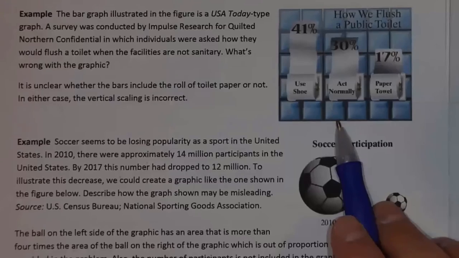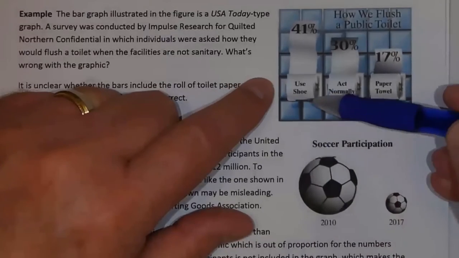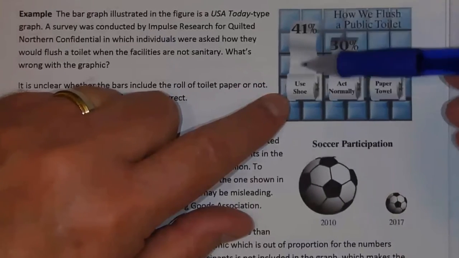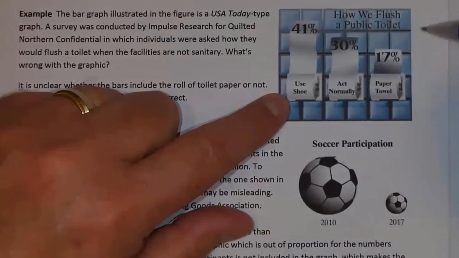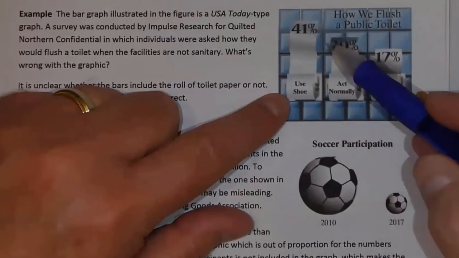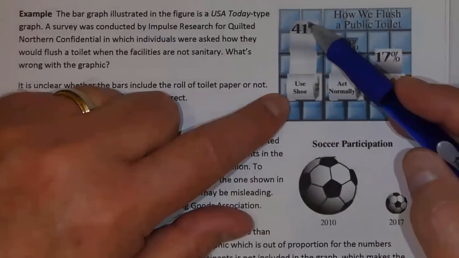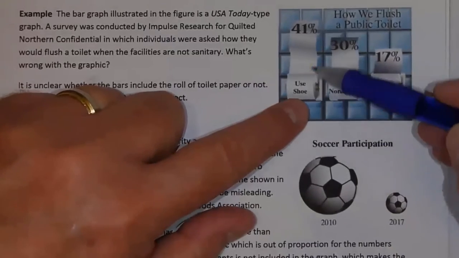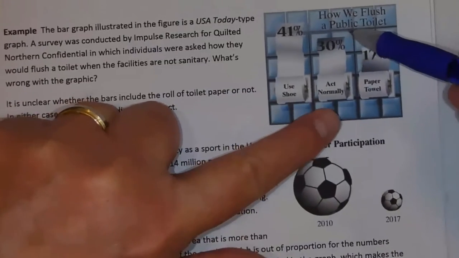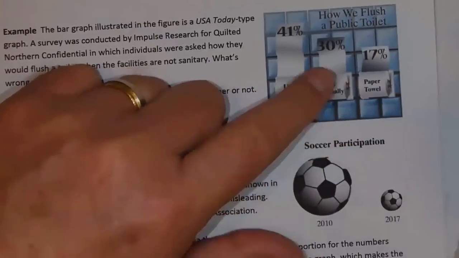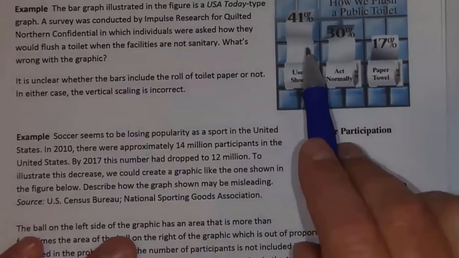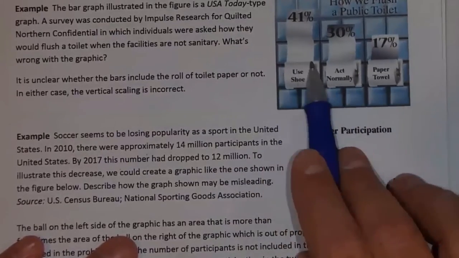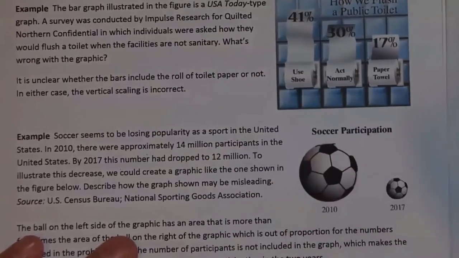So what's wrong with it? Well, if you look at the heights of the bars, so to speak, and again, it's clever. I give them an A+ for cleverness, using the roll of toilet paper as the bars on a histogram. That's clever. But if you look at the relative size, 41%, 30%, 17%, is that going from here to here? Is that supposed to be 41% and that 30% and that 17%? If that's the case, the relative size doesn't match up. But maybe the horizontal axis is supposed to be at the top of the roll of the toilet paper. That's unclear.